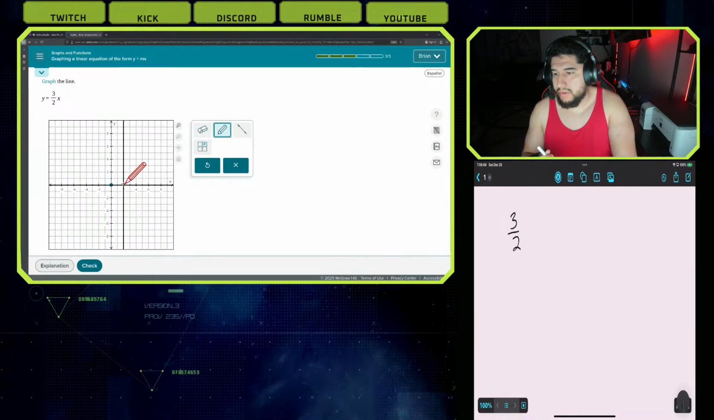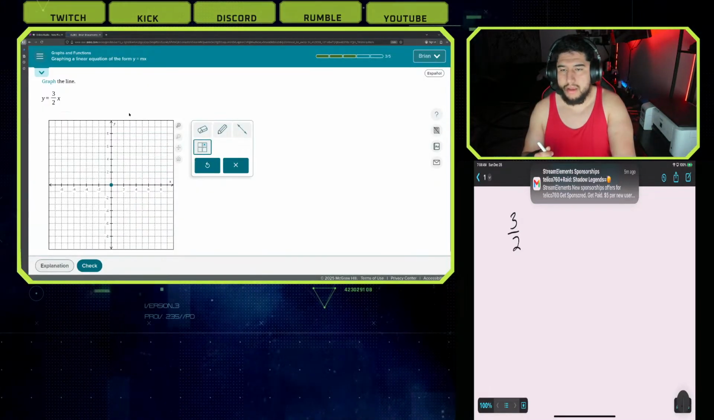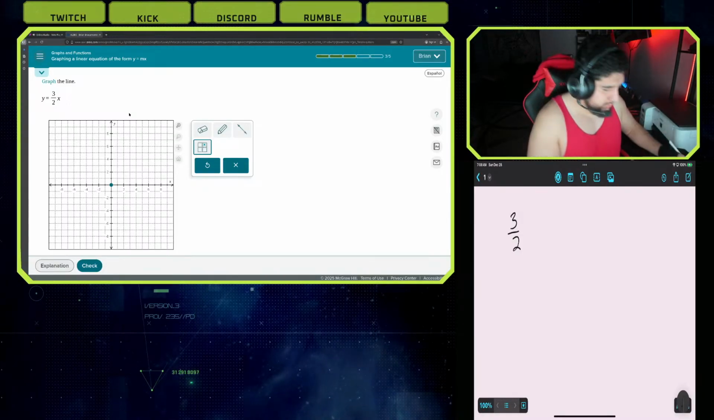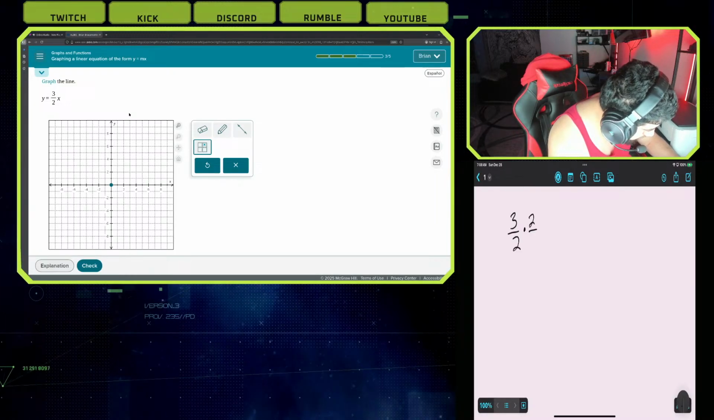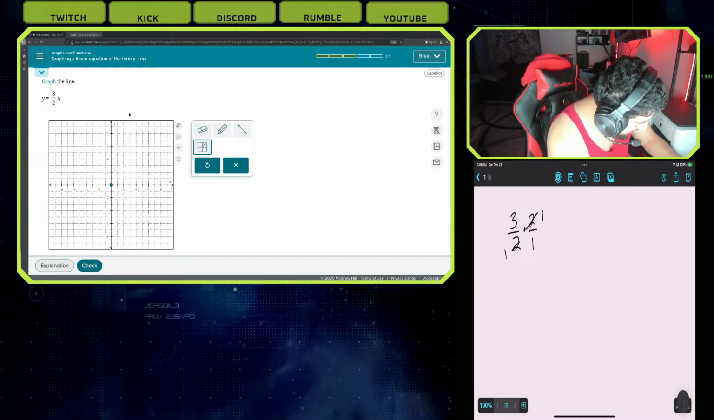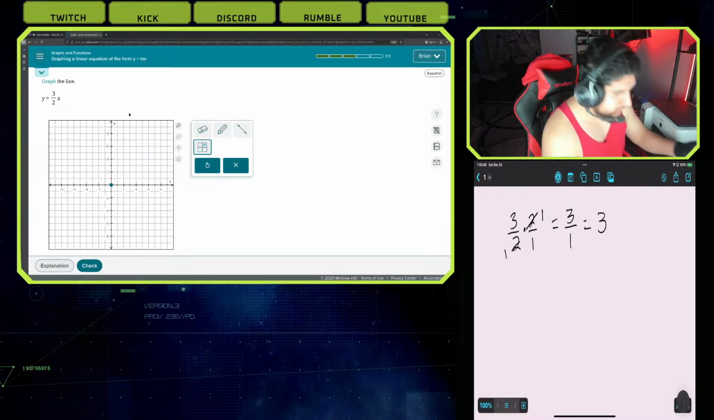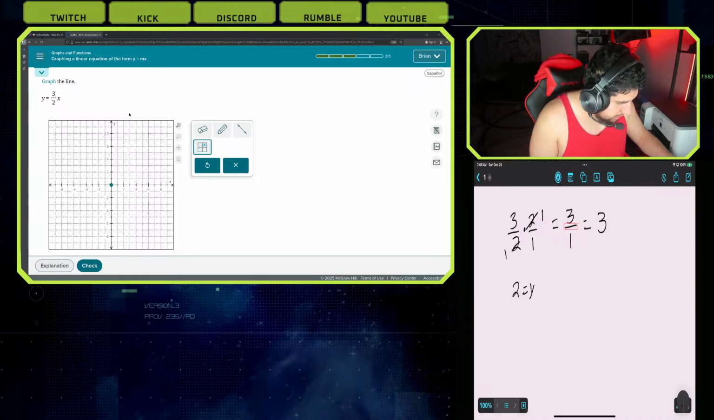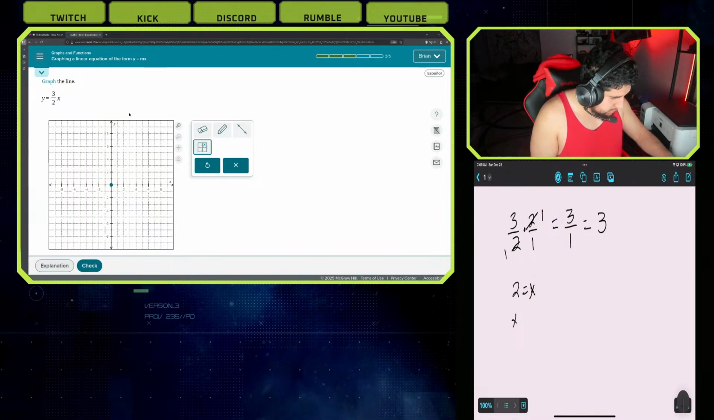So maybe if I use plot a point, but I'm not going to do that. Let's just make it a clear whole number. So if we multiply it by 2 over 1, we could cross cancel, and then that will equal 3 over 1, which equals 3. So there we go, we could use 2. 2 is going to be the x value, and 3 is the y value, right?